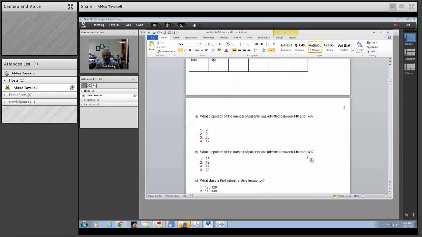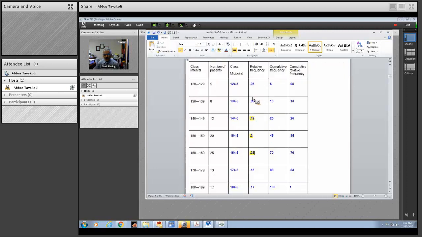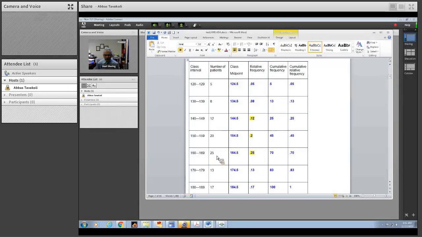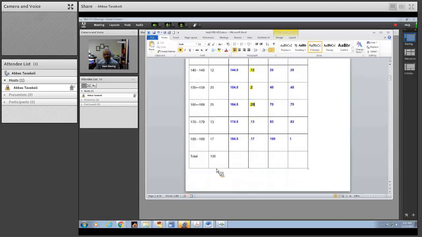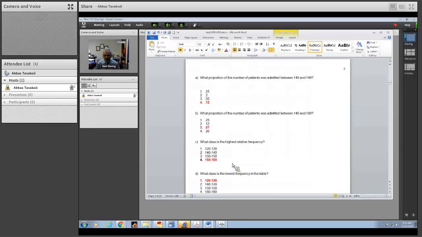The second question I asked you, what proportion was admitted between 140 and 169? That means there are three classes you're looking at. You can add up the relative frequencies 0.12, 0.2, 0.25, which is 0.57, or you can add up the number of patients in these classes divided by 100, 12 plus 20 plus 25 divided by 100, and you get the same number. So 0.57 is correct.